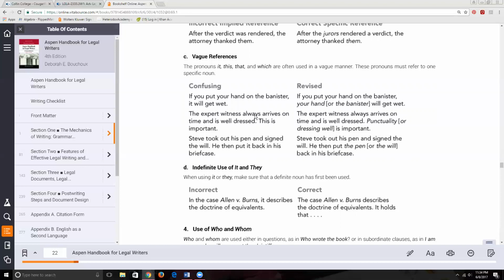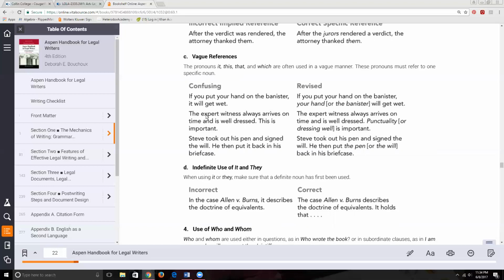The expert witness always arrives on time and is well dressed. This is important. Okay, this is our antecedent. We have only, well, two nouns. We have witness. Expert is modifying witness because, again, there are two nouns back to back, so the first one's going to be modifying the second one. We have on time. We have time, but it's right after a preposition, so it's going to be the objective preposition. So we know that witness is really our only choice for an antecedent.